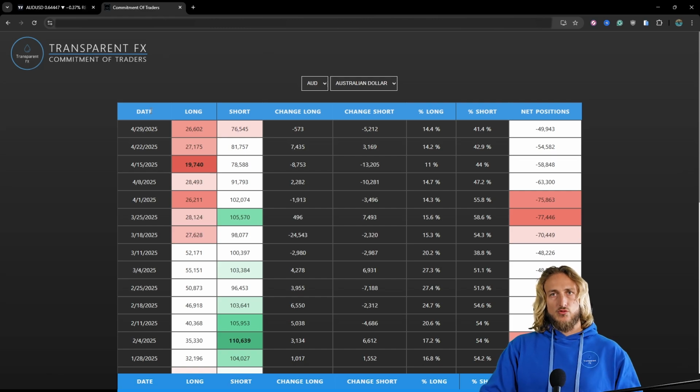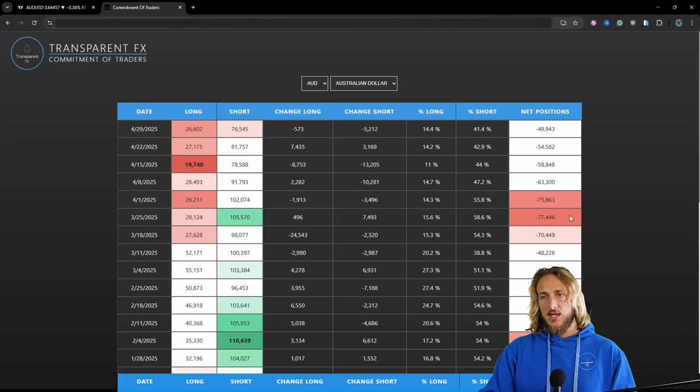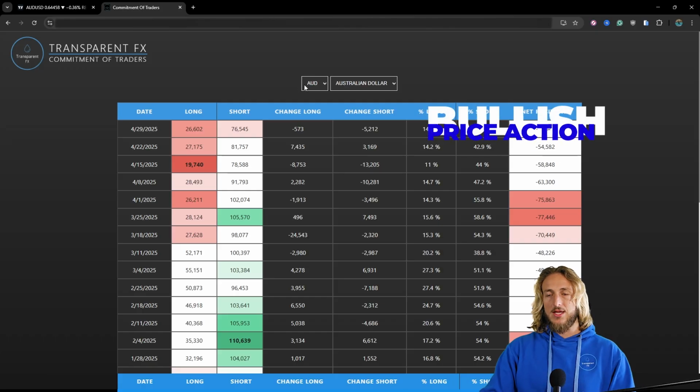Now, if we take this real chart example and look at the data for the AUD, the first thing we have to keep in mind is AUD is already AUD USD, because all currencies on the spot are traded against the USD. And we can see, in fact, from the net positioning that institutions were already moving back to the bullish side for AUD USD.